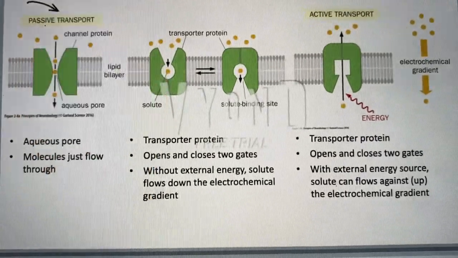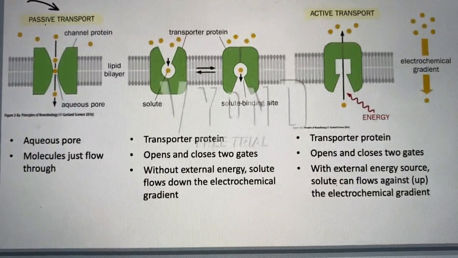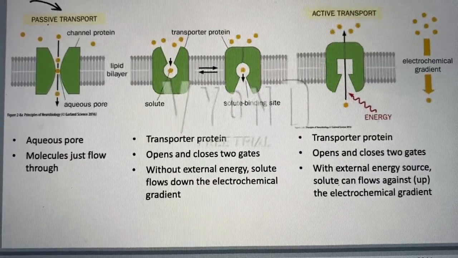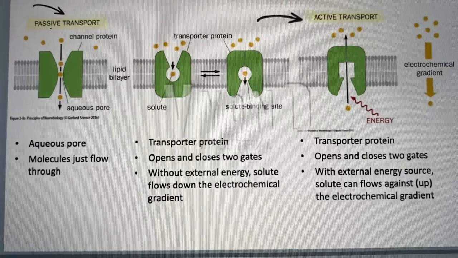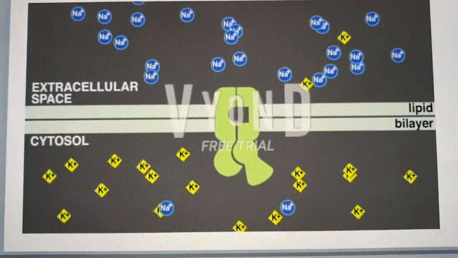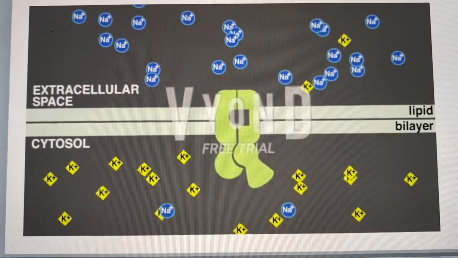If the electrochemical gradient is moving in the same direction, passive transport is performed. If the electrochemical gradient is moving in the opposite direction, active transport is performed. Using ATP, the Na/K pump is able to move ions against their gradient.